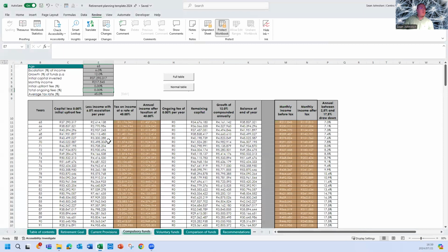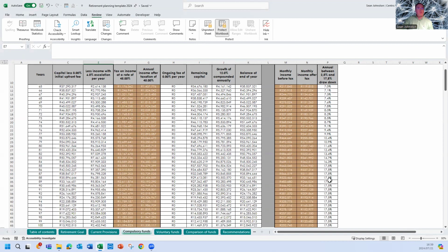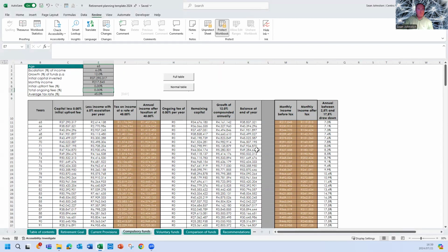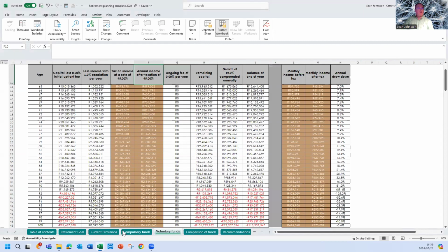So now what we're going to do is look at the two types of funds and how the money is going to be drawn down and how long the money is going to last. So first I'm going to start off with compulsory funds. This is a living annuity, which means that you are restricted between the 2.5% and 7.5% drawdown per year. And once you've reached the 17.5%, you cannot draw any further. So that's a bit of a limitation. And the reason for this is because once you reach your 17.5%, your money has to prolong and not drop to naught, which we will show you on the voluntary graph.